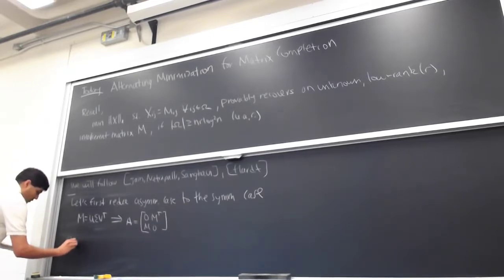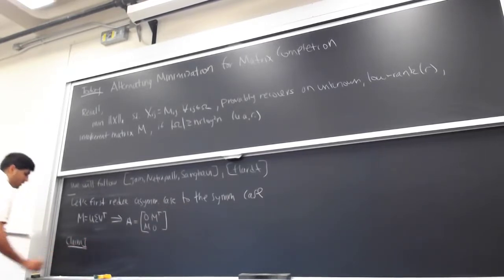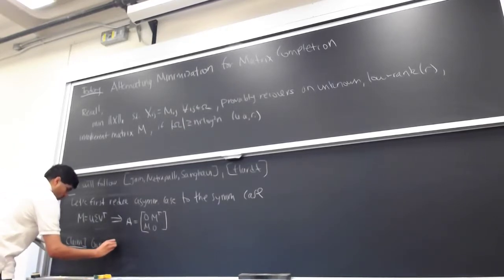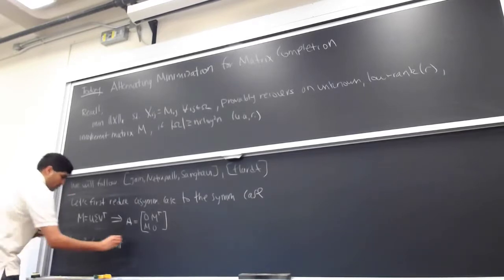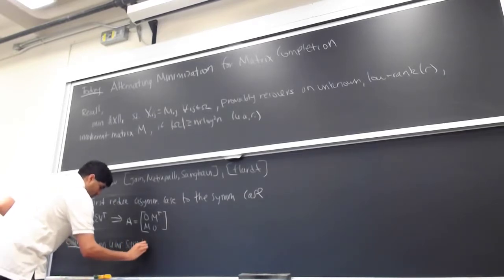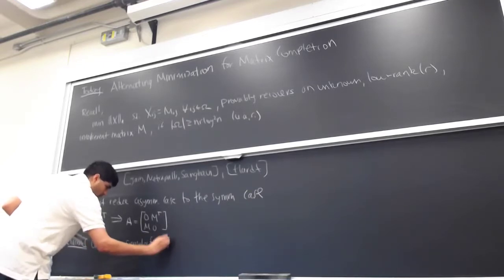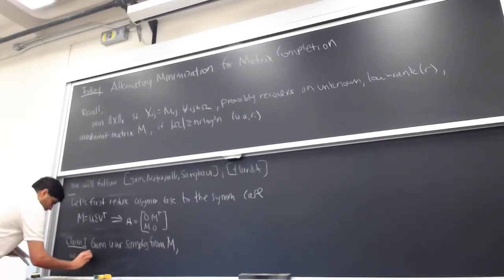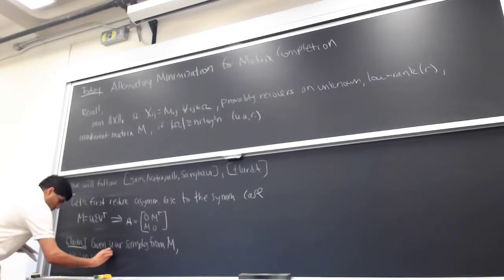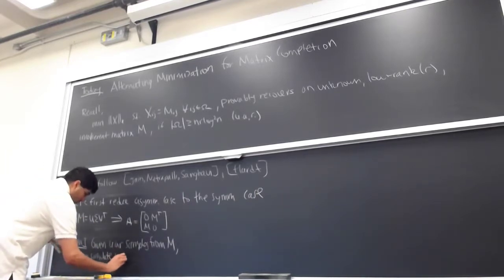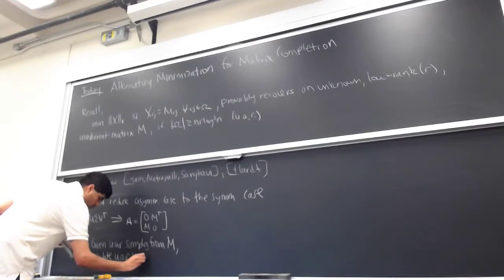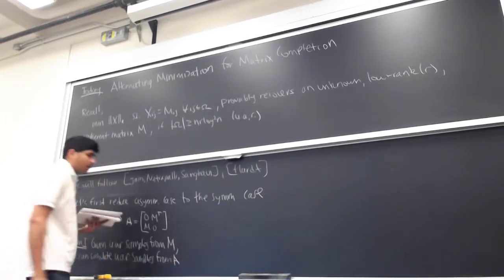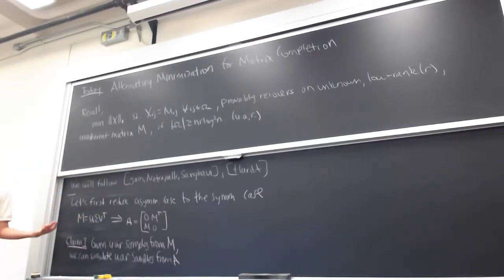I don't want to get too much into the details, but that's really claim number one here: given uniformly random samples from M, we can simulate roughly the same number of samples from A.